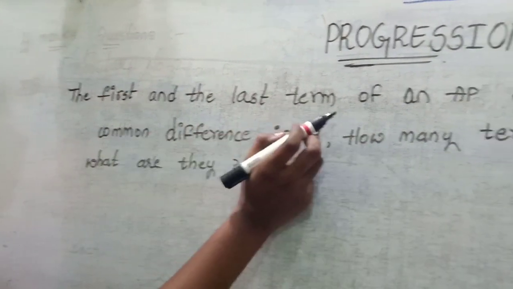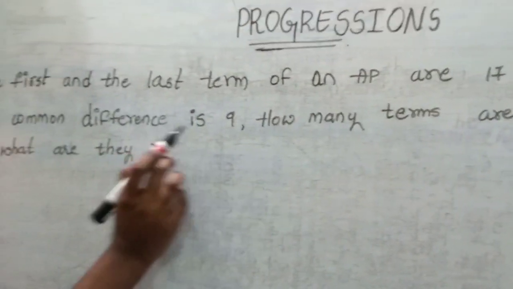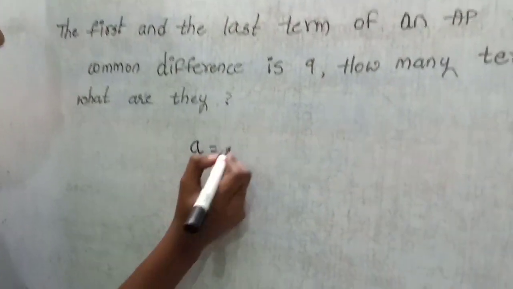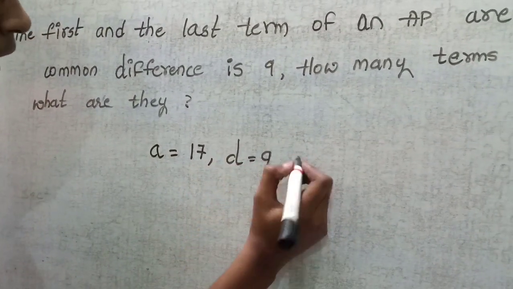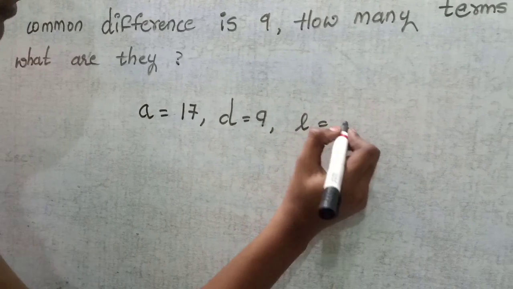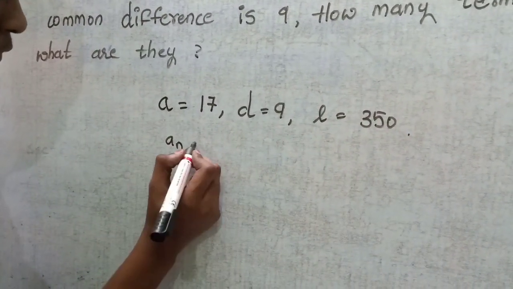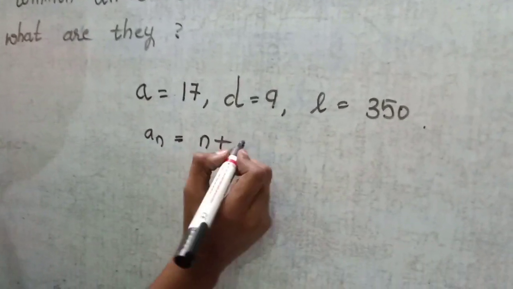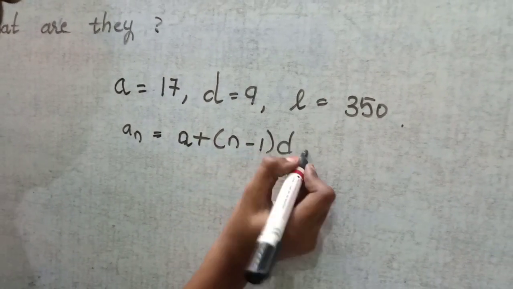The first and the last term of an AP are 17 and 350. If the common difference is 9, how many terms are there and what is their sum? Here A is 17, D is 9 and L is 350. First, we should find the nth term. Then what is the formula to find the nth term? An is equal to A plus n minus 1 into D.